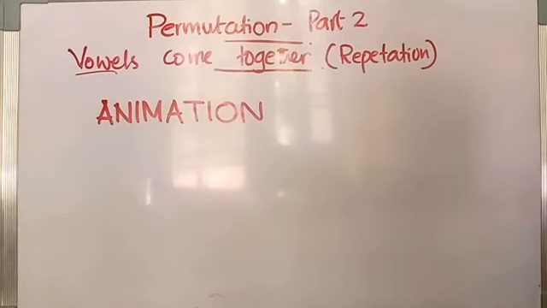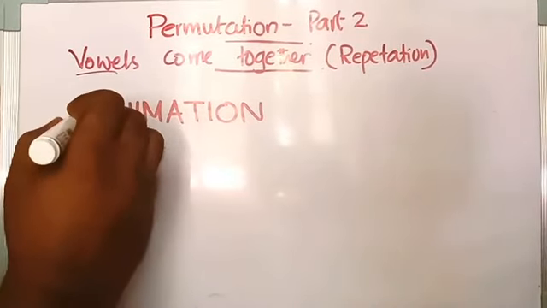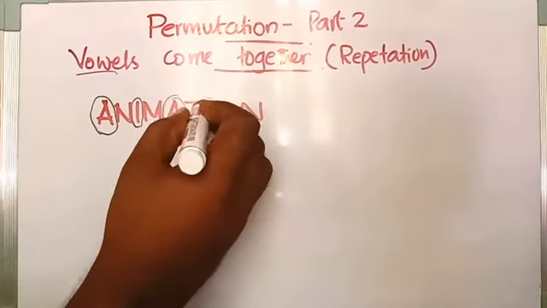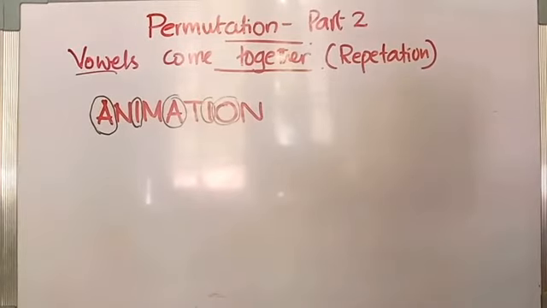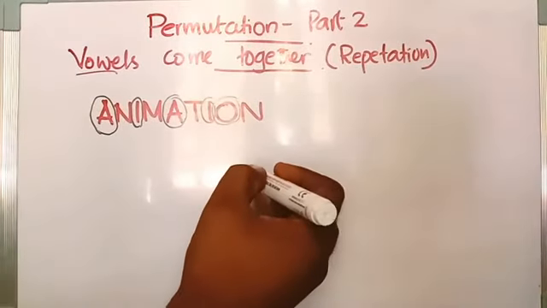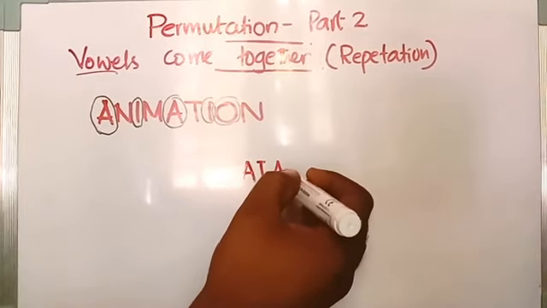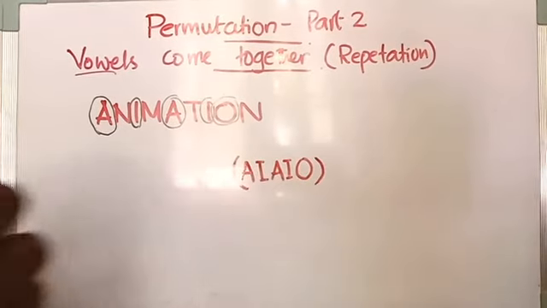If we take the word animation, let's arrange the vowels together. First we have to identify the vowels: A, I, A, I, O. So which are the vowels? A, I, A, I, O are the vowels.